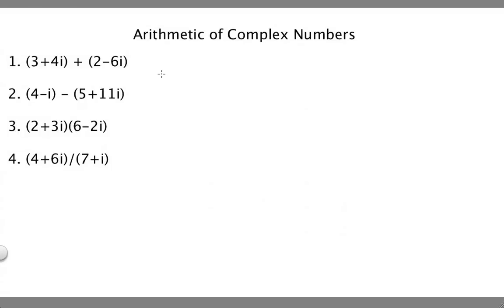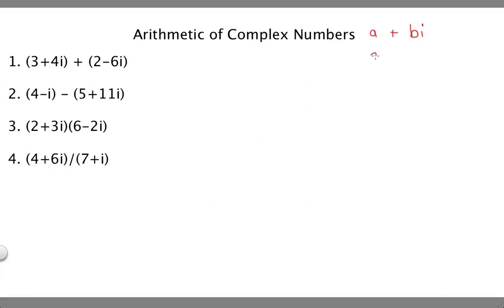In this video, we're going to look at the arithmetic of complex numbers. I just want to note first that complex numbers are composed of two parts. We have the real component, a, and we have an imaginary component that we call bi. So a and b are both real numbers, okay?